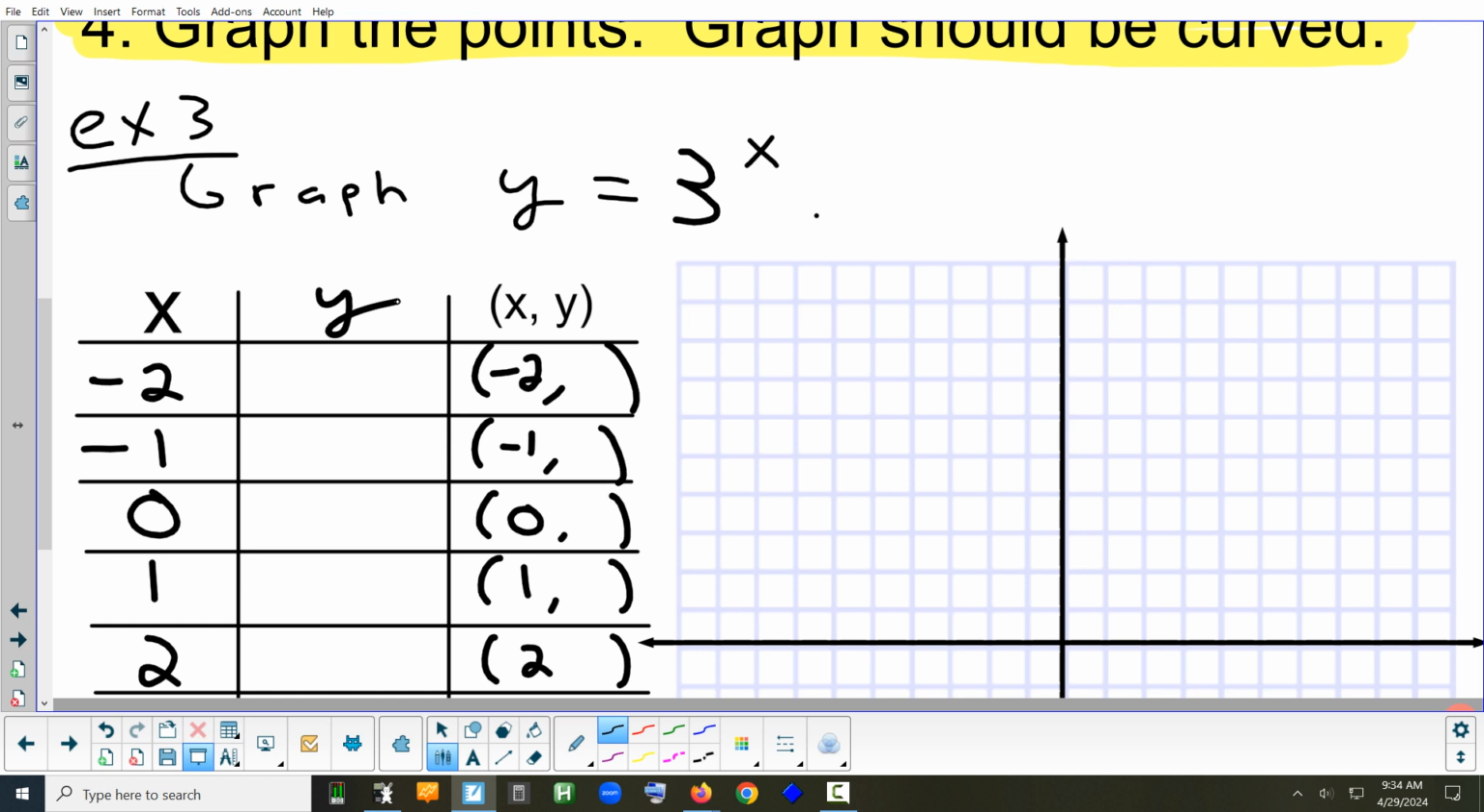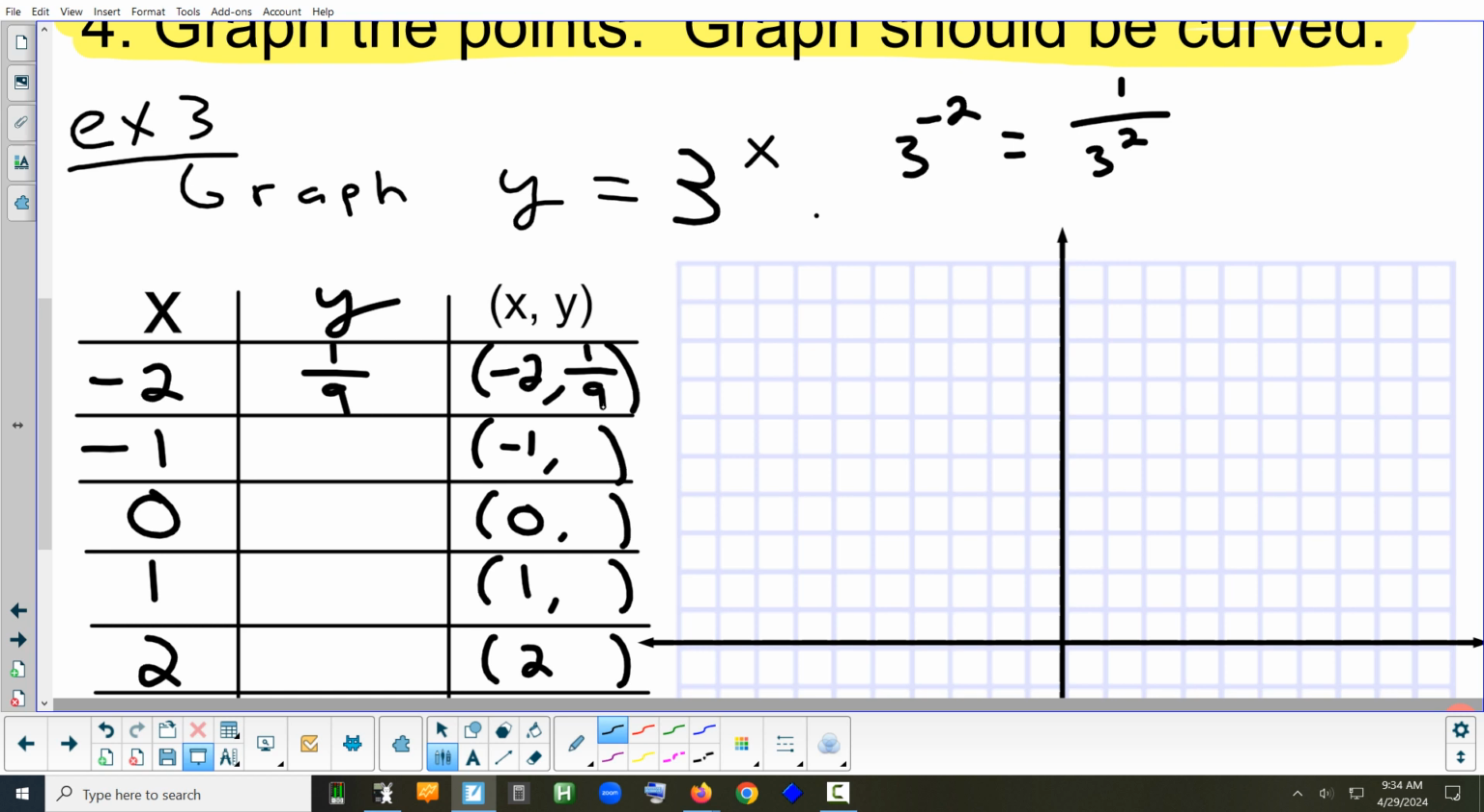Okay, what's the first number that we're going to plug in for x? -2. So fill in -2 for x. And what does 3 to the -2 turn into as a fraction? 1 over 3 to the power of 2. Yep, perfect. And what's 3 to the power of 2? 9. So the first y value is 1/9. Is that a pretty big number or pretty small? Small. Yeah, that's pretty small, 1/9.